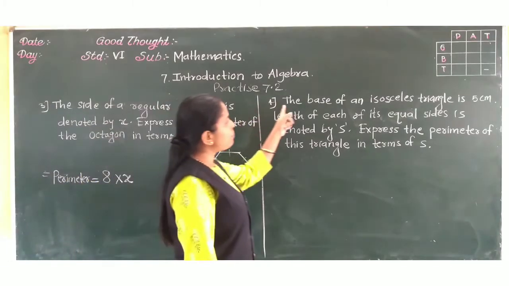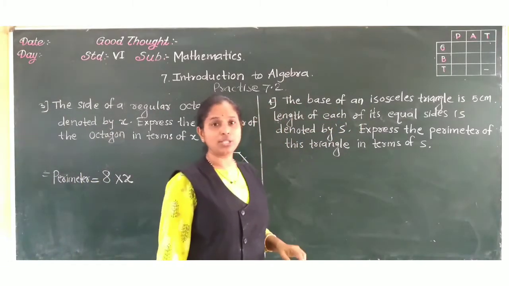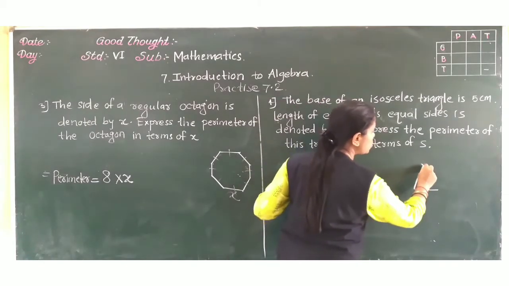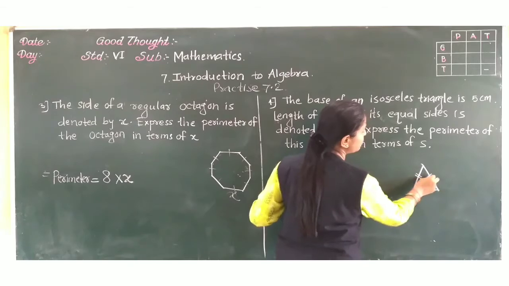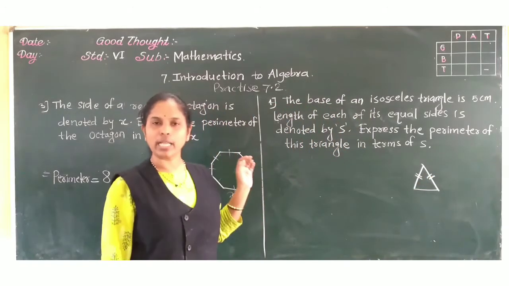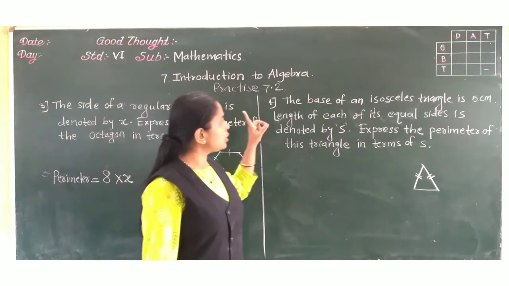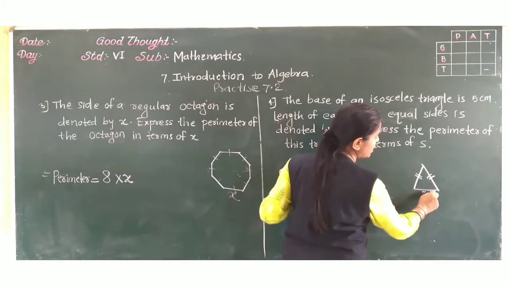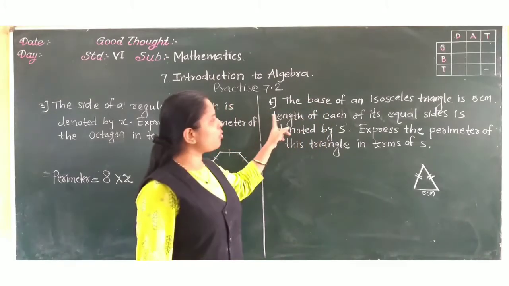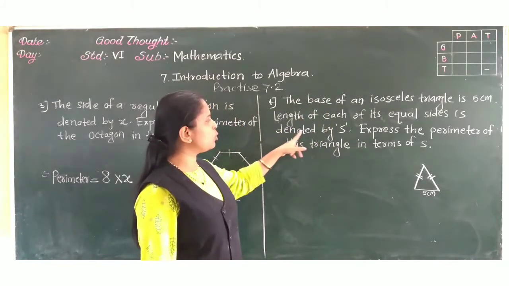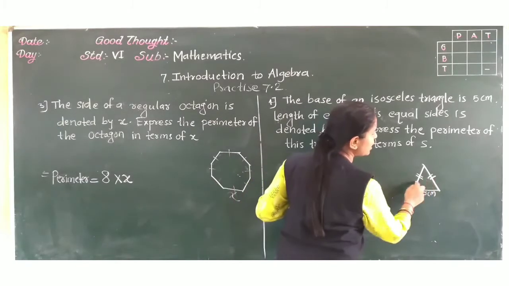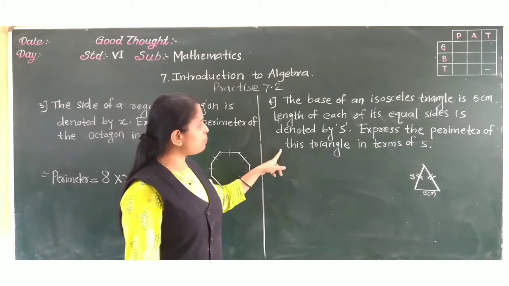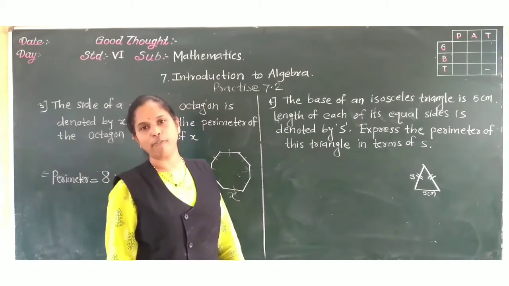Next, the base of an isosceles triangle. Isosceles triangle means what? A triangle whose 2 sides are equal. Okay, called an isosceles triangle. So the base of an isosceles triangle is 5 cm. Now this is the base. It is of 5 cm. Length of each of its equal sides is denoted by S. Now these equal sides are there. Their length is denoted by S. Express the perimeter of this triangle in terms of S.